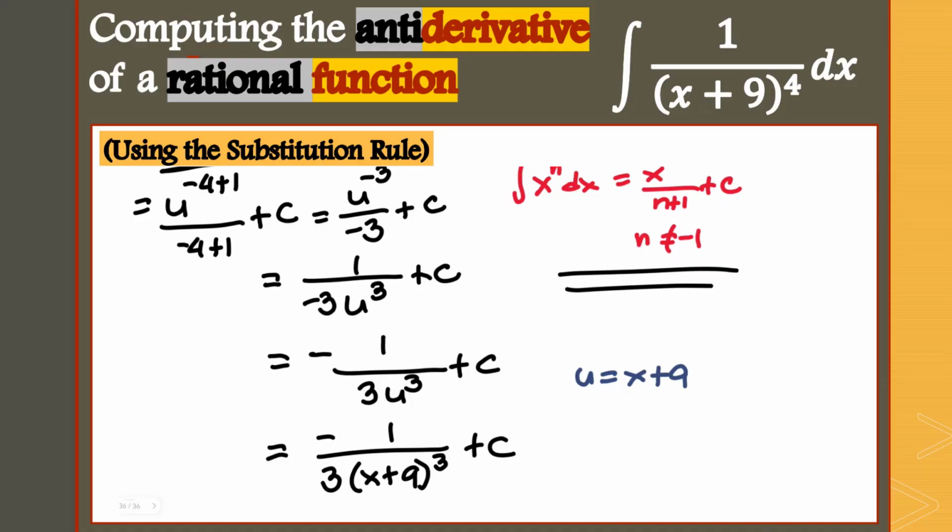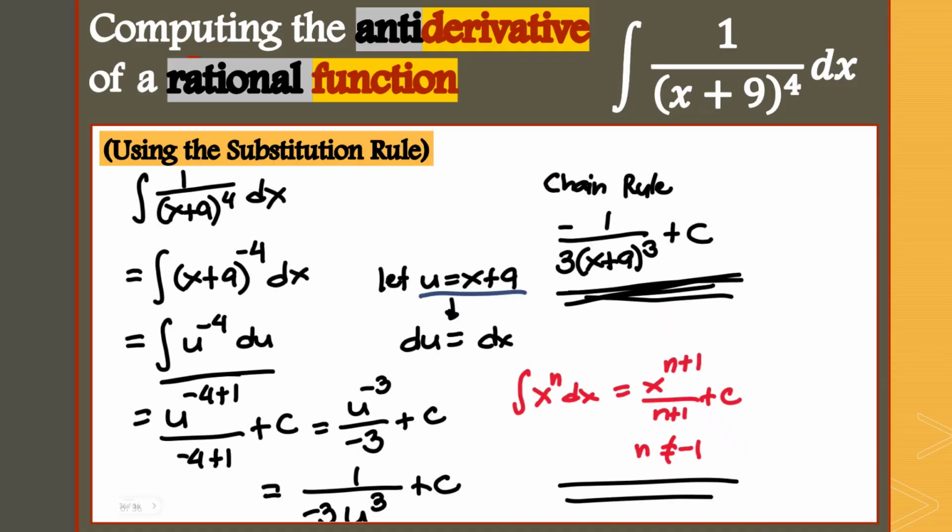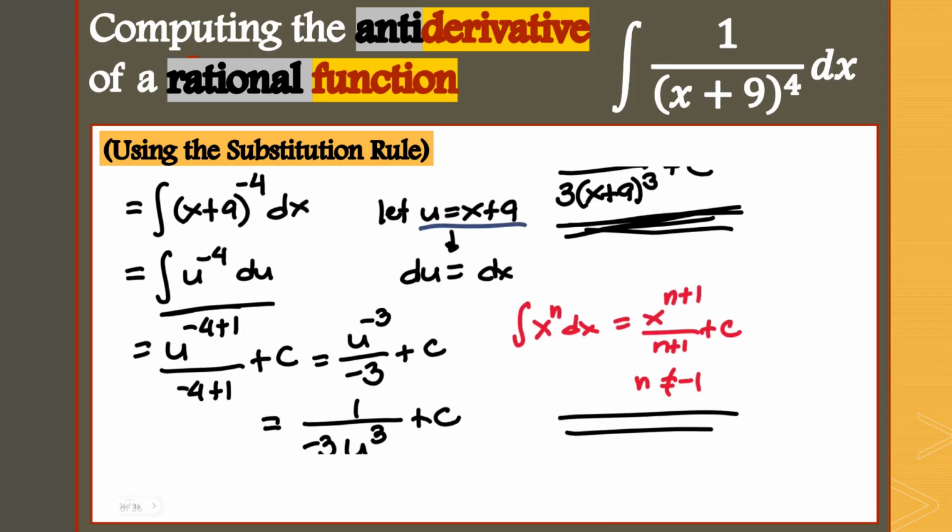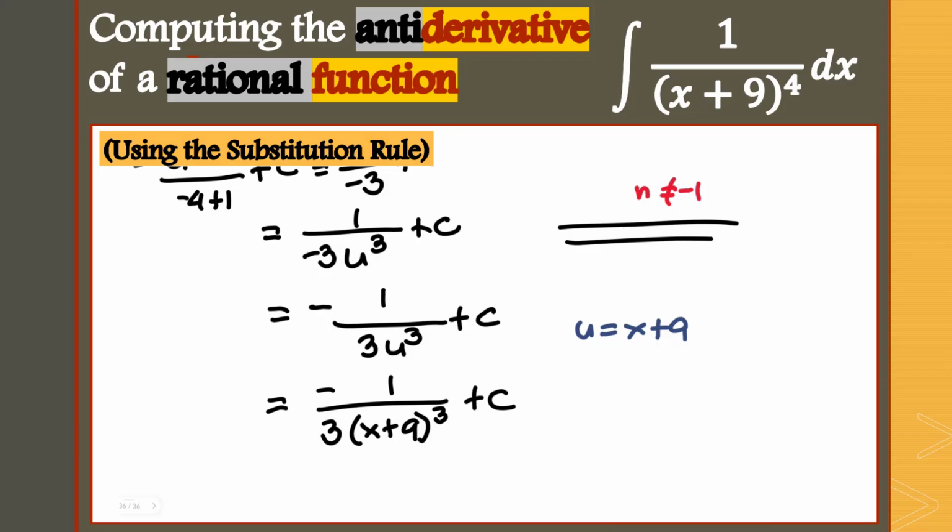Comparing that to the result using chain rule, we have the same result. So basically, chain rule and substitution rule will result in the same answer as long as you're doing it right. This time, it's up to you which rule you'll be using, but definitely, this is the result using the substitution rule for this given antiderivative.